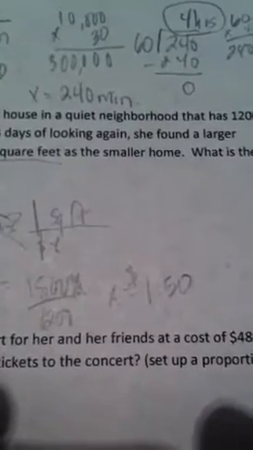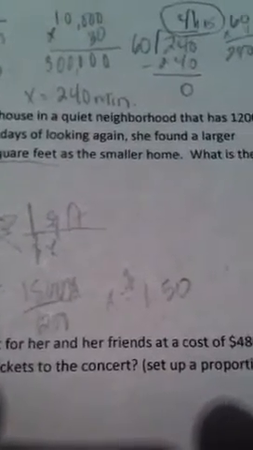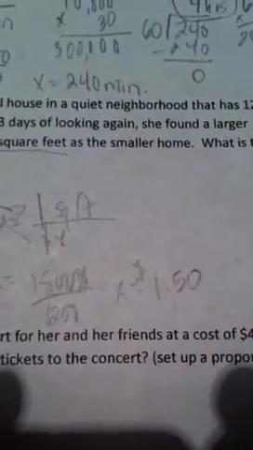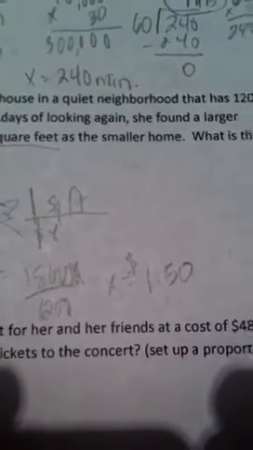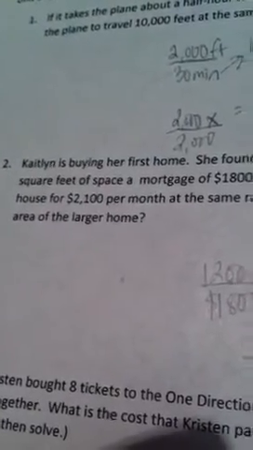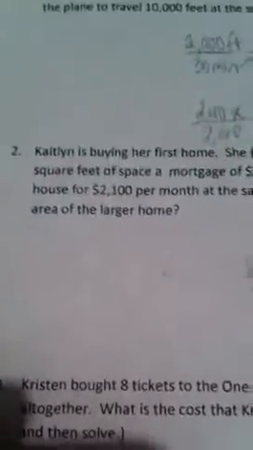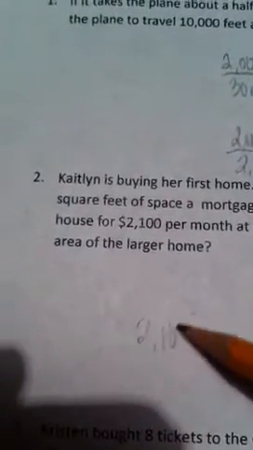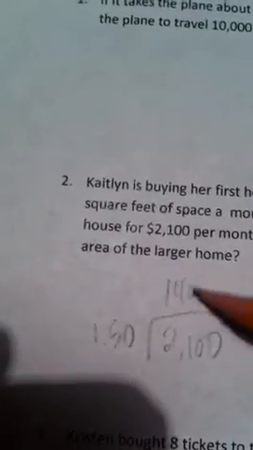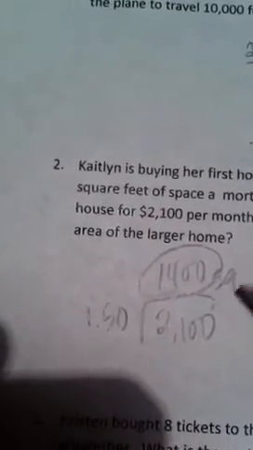And it's the same rate for the larger house. So if it's the same rate for the larger house, now again I can take the amount per square foot and divide it by the total cost, and that will get me the total square feet. So if I'm going to pull over here, 2,100 divided by $1.50. And if I do that, I'll get 1,400. So the bigger house is 1,400 square feet.